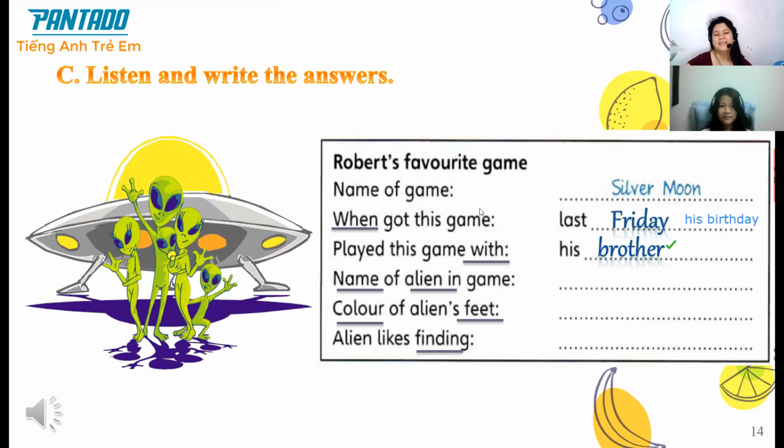All right, now let's check. The name of the alien in the game is Zappy, okay? Z-A-P-P-Y. Now the color of the alien's feet is orange, and you're correct. Now the alien likes finding, you said food, okay? I think it's not food because Robert said you need to give food. You need to give them food because they are going to look for socks, especially the red ones. They like the color red socks.